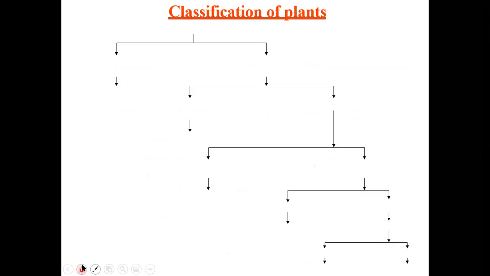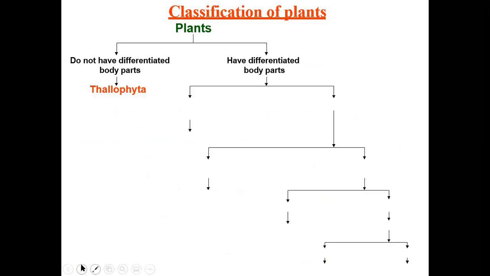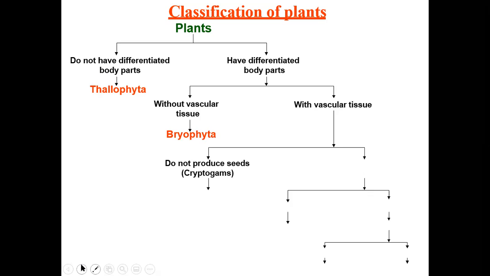Now we will discuss the classification of plants in detail. Plants may have an undifferentiated body as well as a differentiated body. For example, Thallophyta do not have a differentiated body. We can divide the differentiated body plants into two parts, that is, without vascular tissue and with vascular tissue. Without vascular tissue, Bryophyta. With vascular tissue, we can differentiate into two parts: do not produce seed, as well as produce seed.